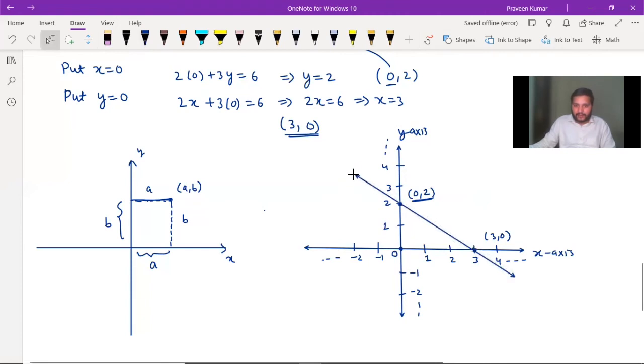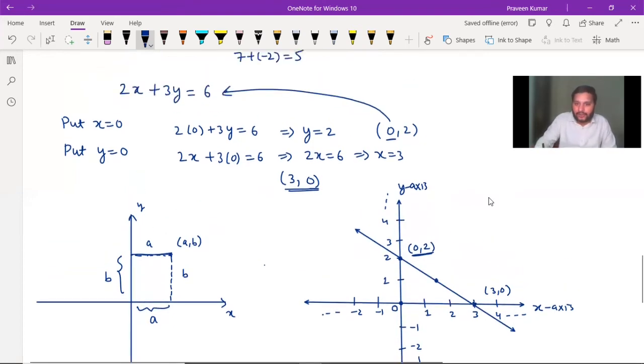So we can make it better like this. It will pass through both these points. Every point on this particular line will be a solution of this equation. I can mention here, this is 2x plus 3y is equal to 6. Every point on the line will be a solution of this equation, and every ordered pair satisfying 2x plus 3y is equal to 6 will lie on this line.